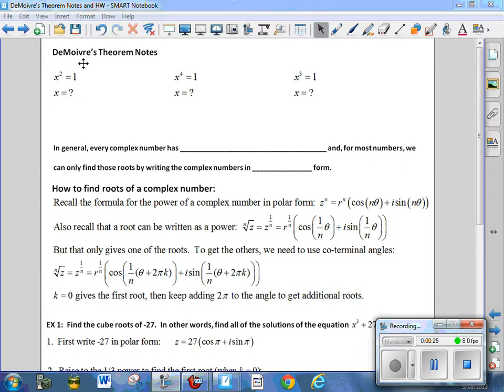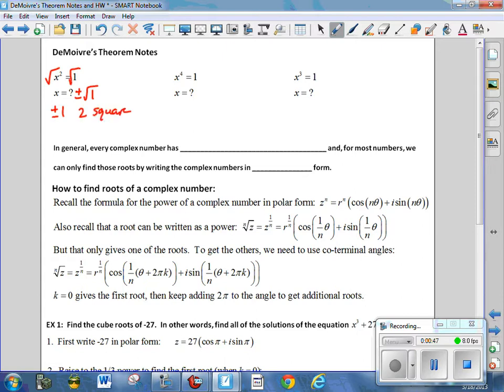So if we have x squared equals 1, hopefully you remember that in order to find the answer, we take the square root of both sides, and we have to remember that there are two square roots, a positive one and a negative one, so we always say plus or minus, and so x is plus or minus the square root of 1, which is plus or minus 1. So we have two square roots of 1.